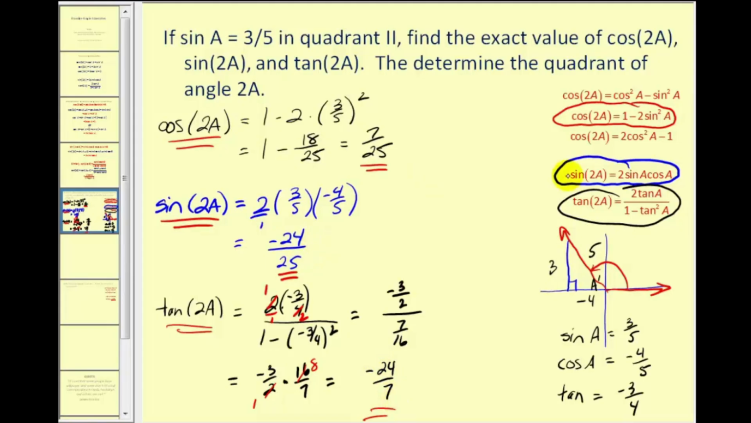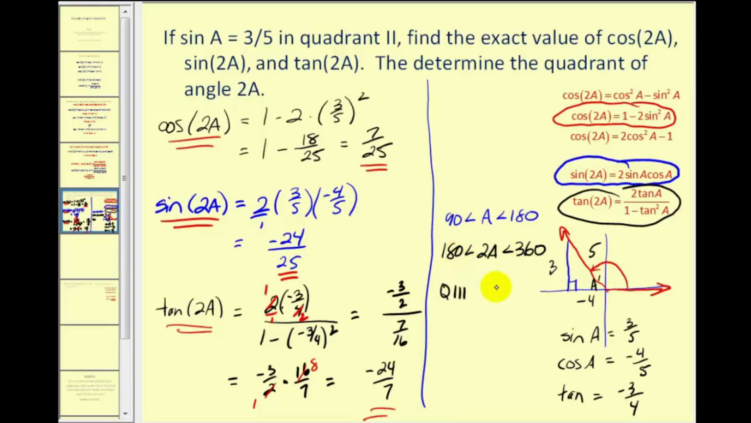Okay, the last question deals with what is the quadrant of angle 2A. So let's take a closer look at that. We know the given angle was in the second quadrant, so angle A is between 90 and 180. So angle 2A, multiplying each of these by 2, would be in quadrant 3 or quadrant 4.